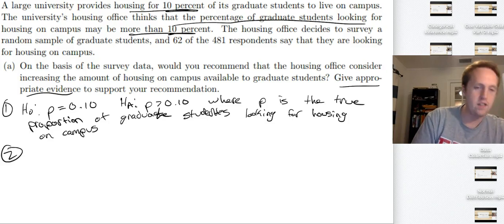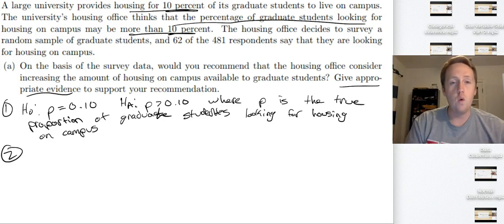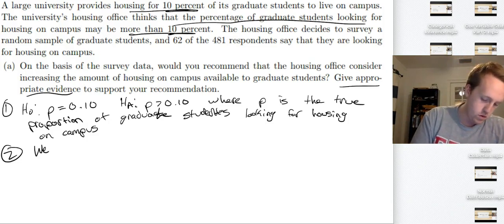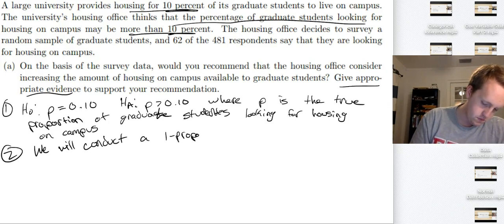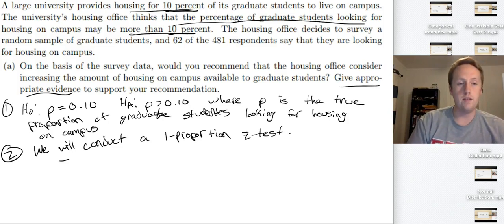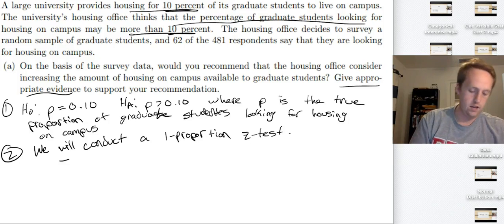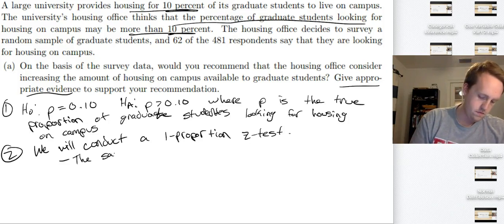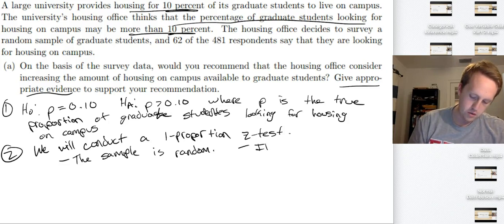Okay, going to move on to my plan step. So I need to name the test. We're going to be doing a 1 proportion z test. We will conduct a 1 proportion z test. We have to check the conditions. Does it say the sample is random? Yes, it does. Since it's a large university, it's reasonable to assume there are at least 4,810 graduate students.